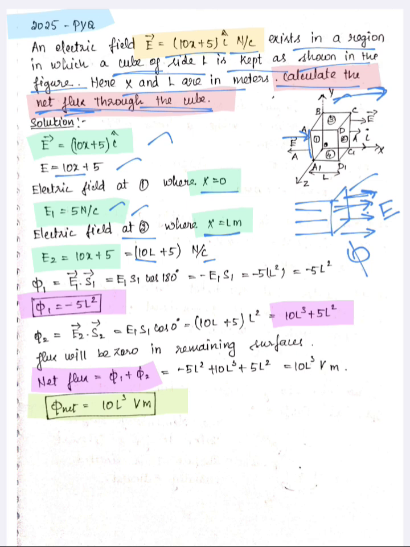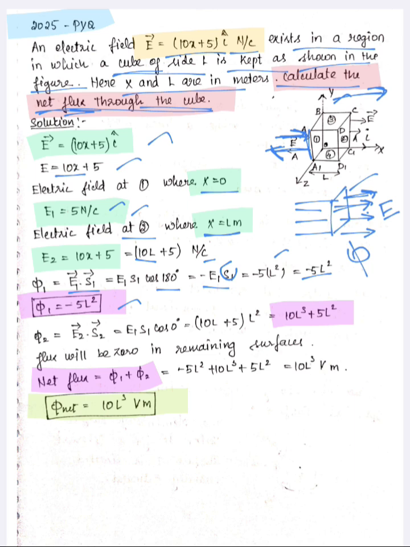So what is the flux at surfaces 1 and 2? Flux is the dot product of electric field and the area vector. Here the angle between the electric field and area vector at surface 1 is 180 degrees because they are anti-parallel: the field line is entering and the area vector of the surface is towards the left side. We know cos 180 degrees is minus 1. So the flux at surface 1 is minus E1 S1, and the area of the surface is L square. If we substitute, we get minus 5L square. So this is the flux at the first surface.